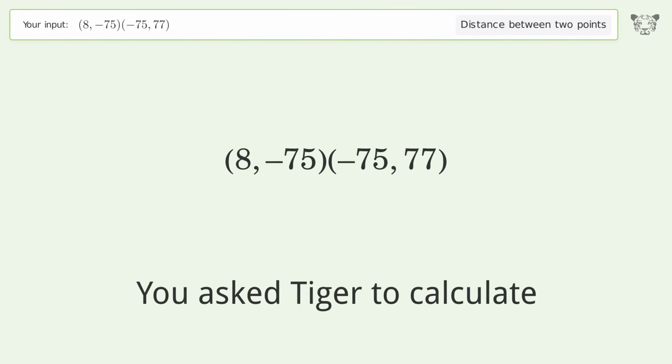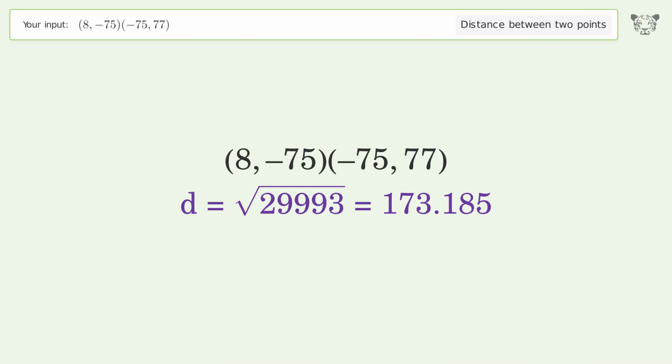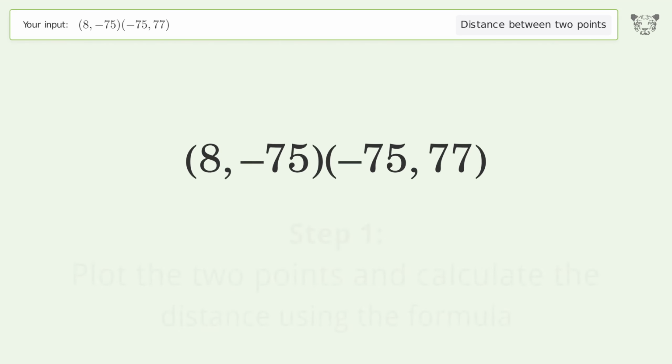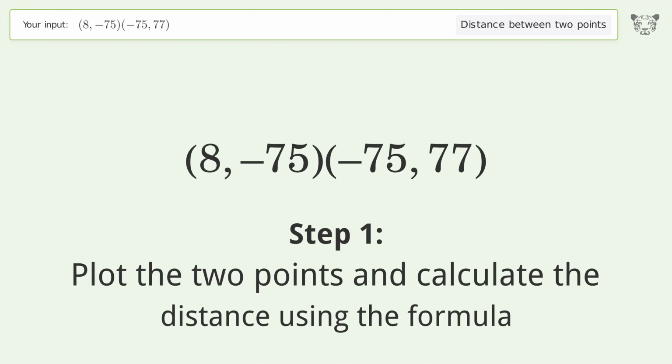You ask Tiger to calculate. This deals with the distance between 2 points. The distance between the 2 points is the square root of 29,993, or 173.185. Let's solve it step by step. Plot the 2 points and calculate the distance using the formula.